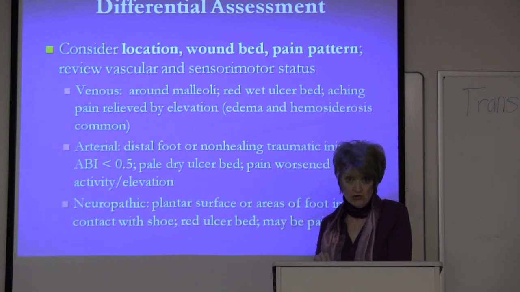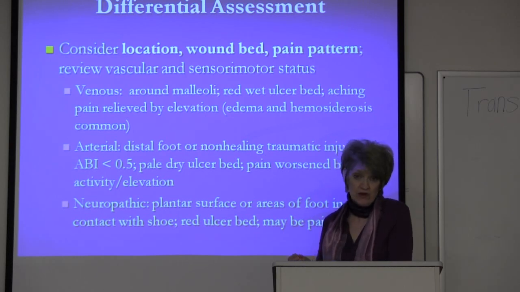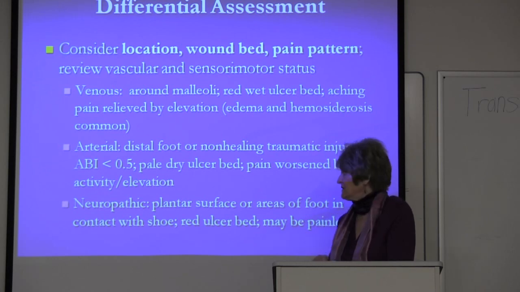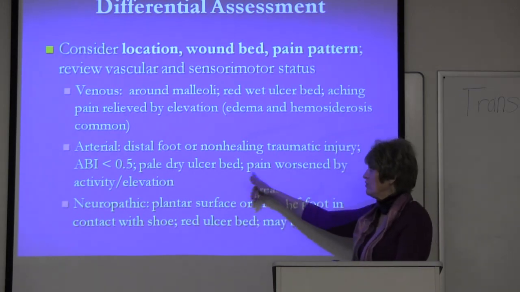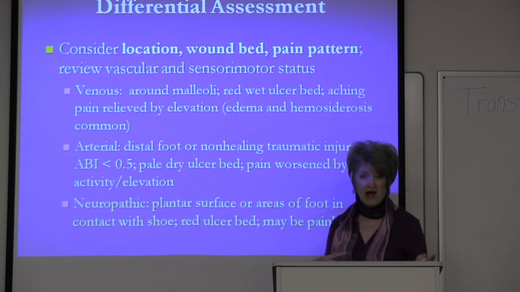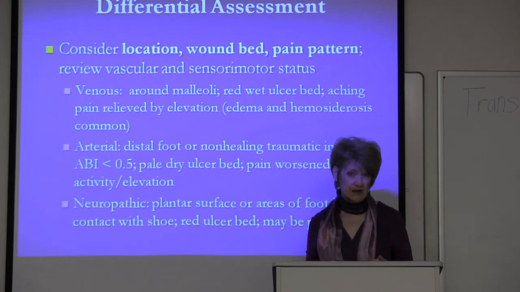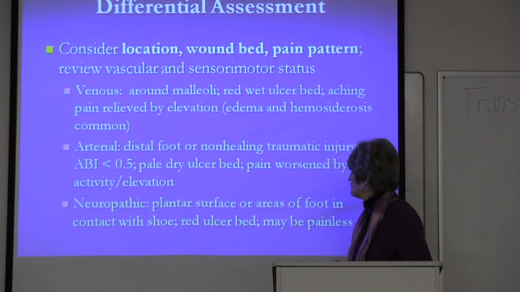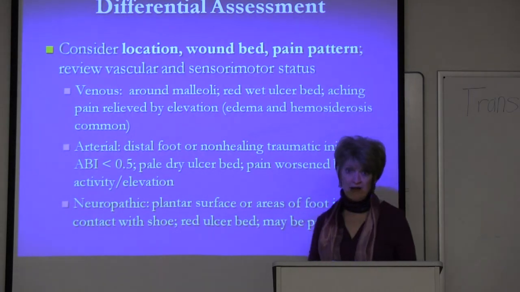So if your wound is arterial in etiology, your ABI will be less than 0.5 or greater than 1.3, meaning the vessels are totally incompressible. What will your wound look like? It'll be pale, dry, possibly necrotic, because there's very little blood flow to the wound bed. And what's your pain pattern going to be?